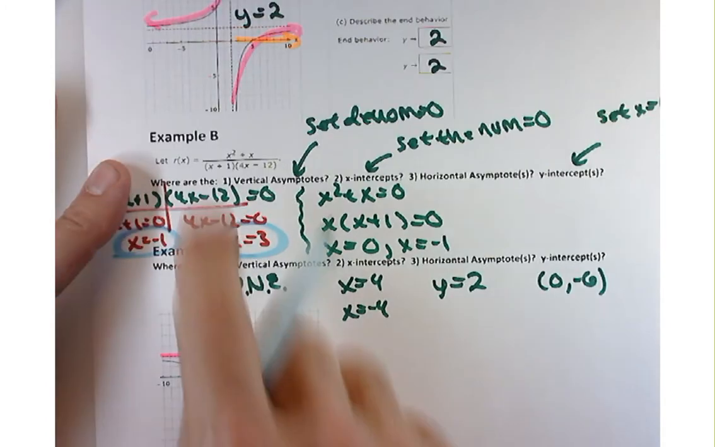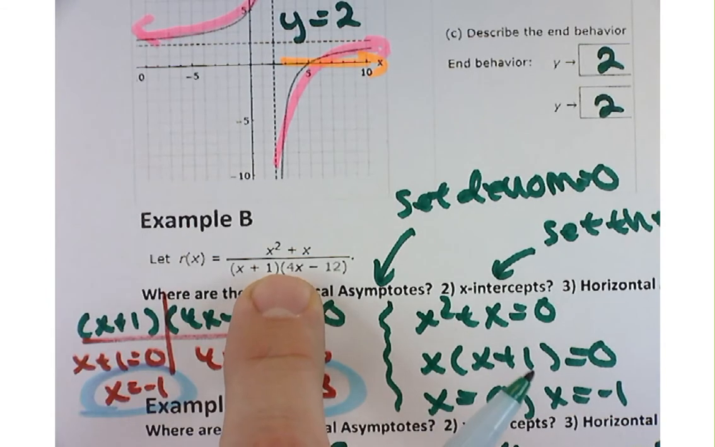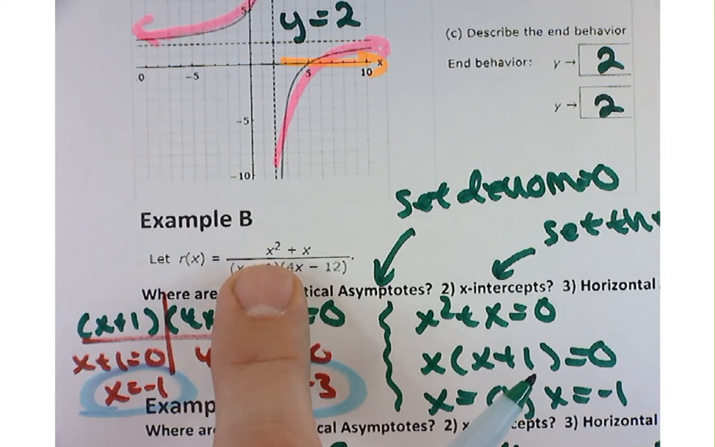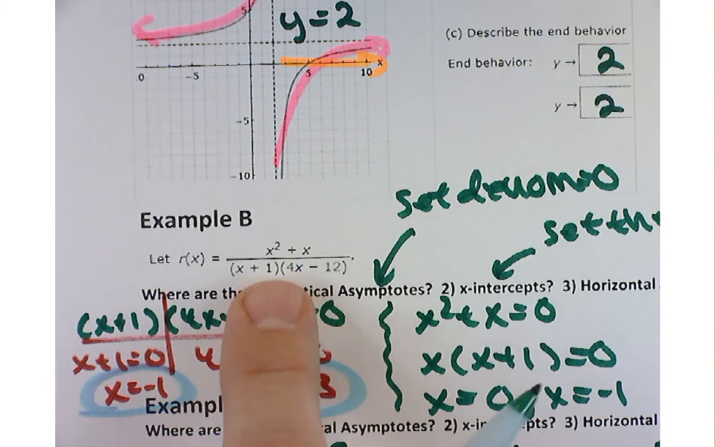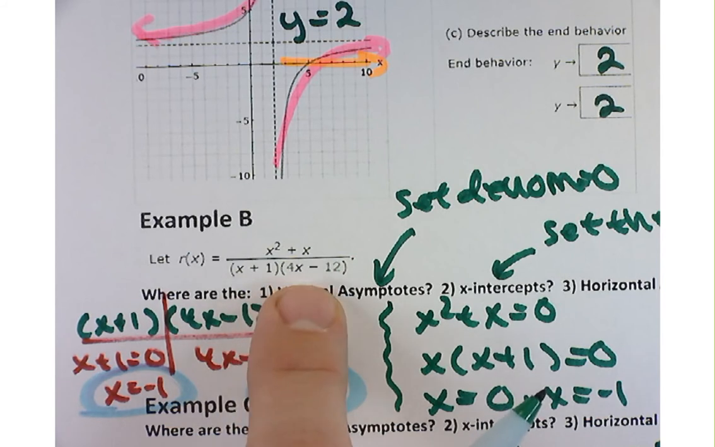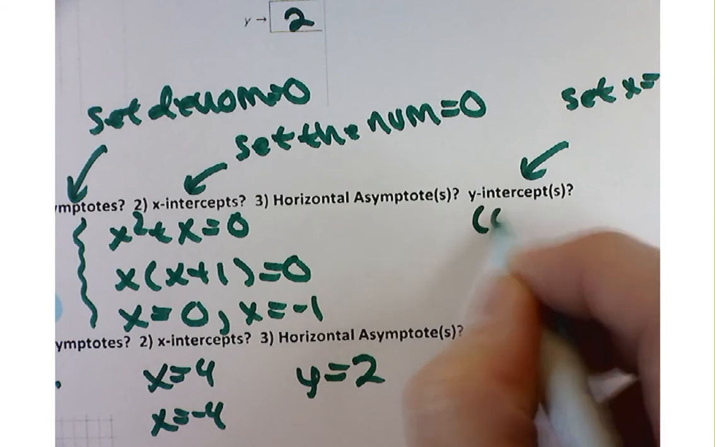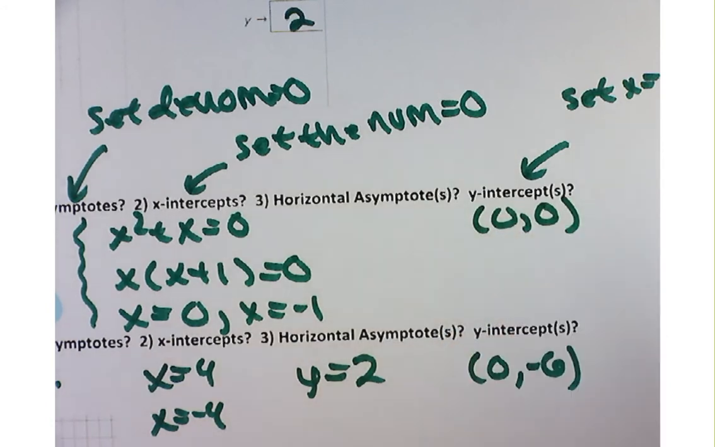Can anyone do that in their head with this particular problem? If I set x equal to 0 in this expression, you're going to end up with 0, right? Because you have 0 squared plus 0 divided by whatever. It's still going to be 0. As long as you're not dividing by 0, you're fine. And if I put in a 0 here, I'll be dividing by negative 12. So 0 for x gives you 0 for y.